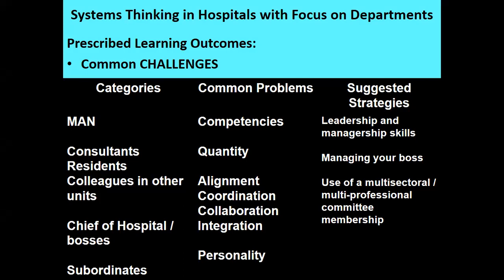Suggested strategies consist of leadership and managership skills. So managing your boss: if you have challenges with your boss, you just have to manage your boss. In terms of managing his personality, look at his personality and then adjust accordingly to his mindset or mood for the moment. And then, to get collaboration from each other, you use multi-sectoral, multi-professional committee membership to engage everybody into alignment, coordination, collaboration, and integration.